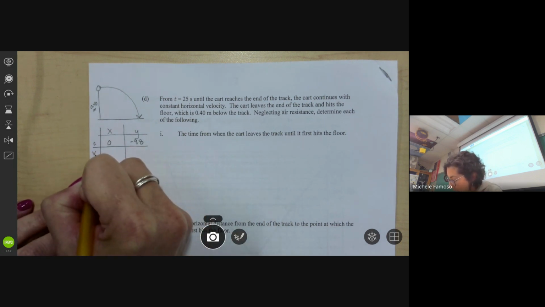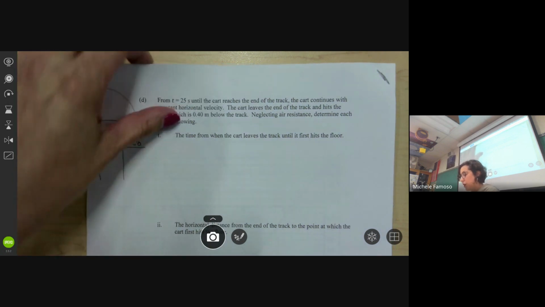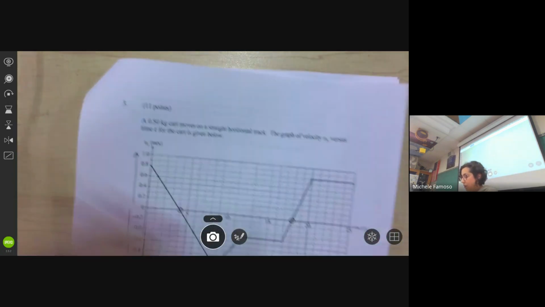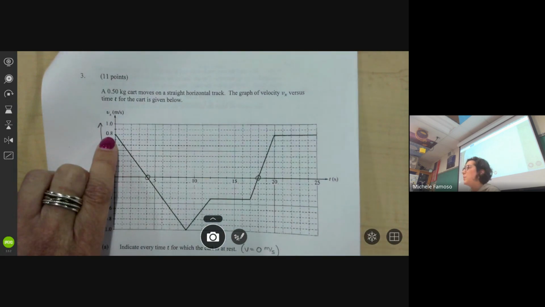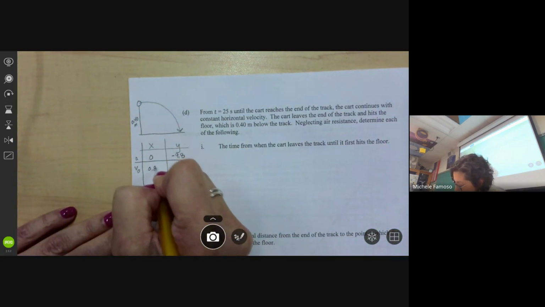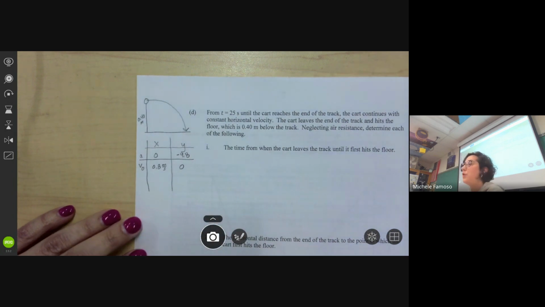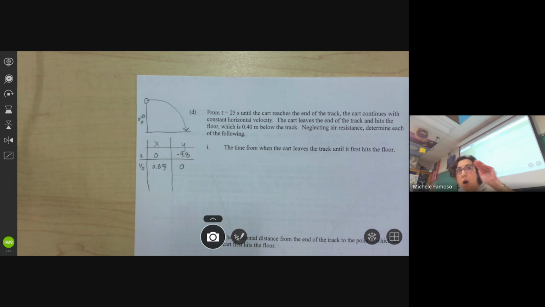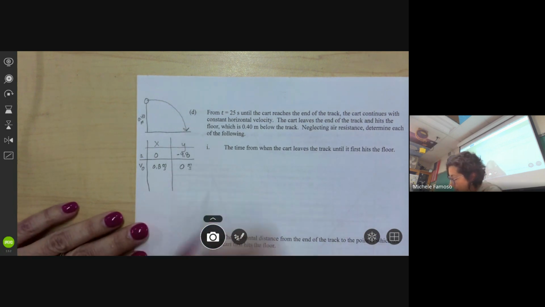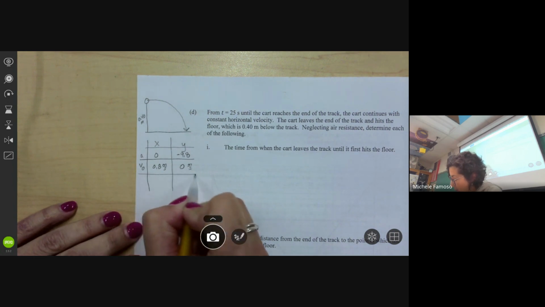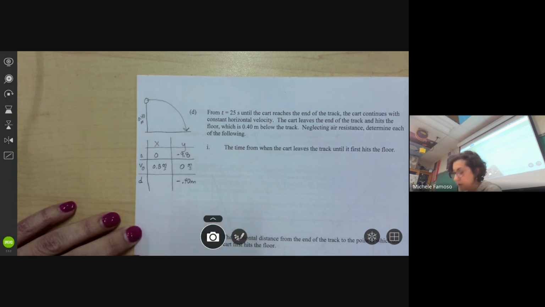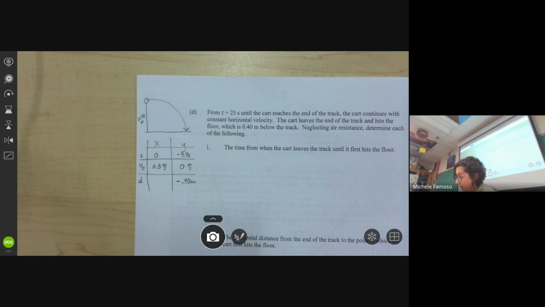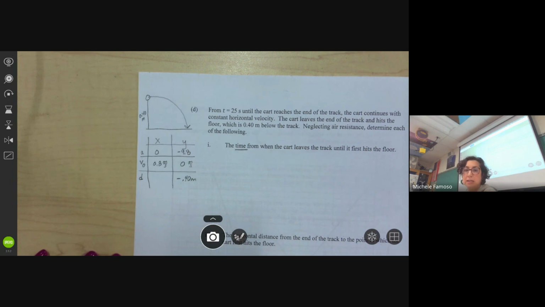I know my initial velocity in the X direction comes from the graph. I read over and I see that the velocity it's leaving the track at is 0.8 meters per second in the X direction. In the Y, it's not moving vertically when it leaves the track. It's going horizontally off the track. What else do I know? And I know the vertical displacement is negative 0.40 meters. It's going to go down 0.40 meters. That's all I know. First thing I want to know is how much time it takes it to land.